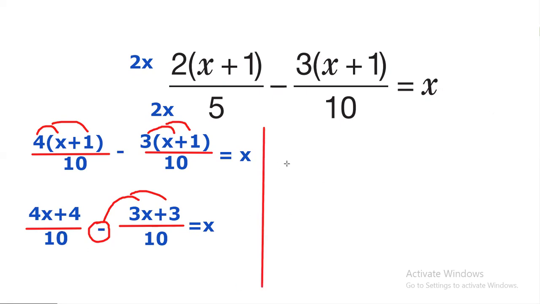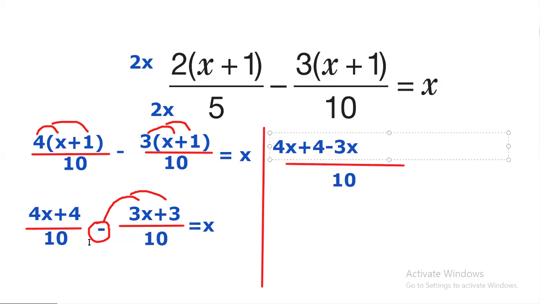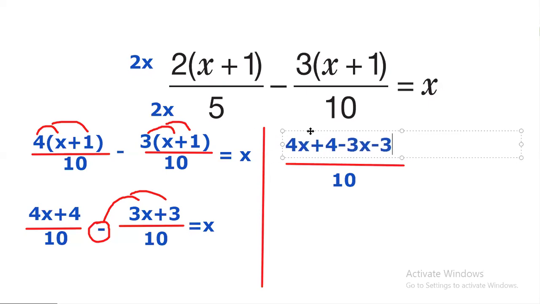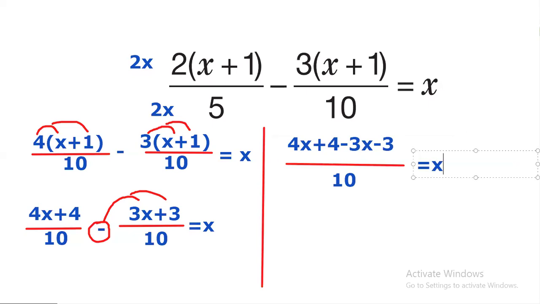First, let's put them on the same denominator like this and write them. Okay, so the denominator is 10. Here we have 4x plus 4. So let's write them, 4x plus 4. And then negative 3x. And then negative 3. Okay. So as we said, this sign is for the whole numerator, so it's going to be expanded on these two. Okay. Now equals x.